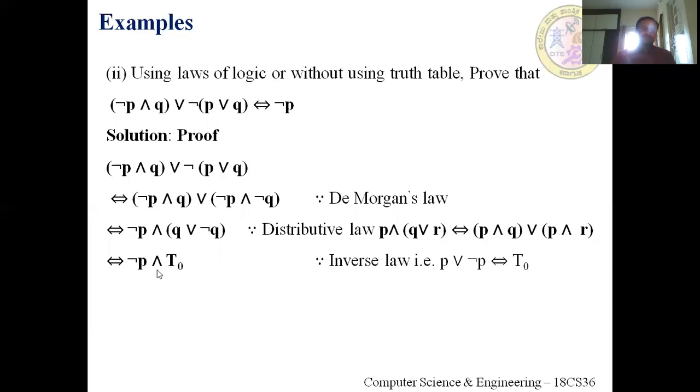Now, if you observe here negation of P and tautology, I am going to finally get negation of P for the identity law. Identity law states that P and tautology is logically equivalent to P itself. Here instead of P, you can assume P as negation of P. Negation of P and tautology is logically equivalent to negation of P itself. I consider the LHS, thereby applying the different laws of logic, I am able to derive the RHS. That's why I can say that the LHS is logically equivalent to the RHS.